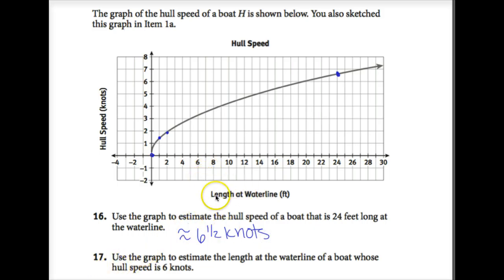Then 17, use the graph to estimate the length at the waterline of a boat whose hull speed is 6 knots. So 6 knots, and we find where it touches, right here. So the length would be about 19 feet.